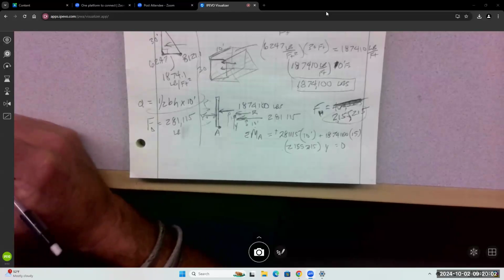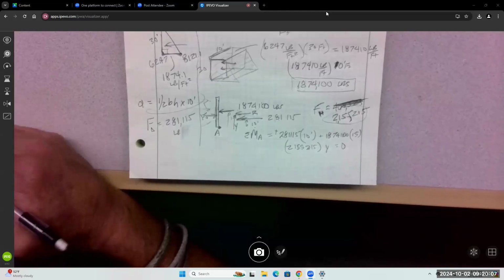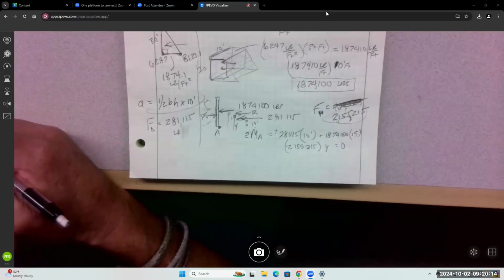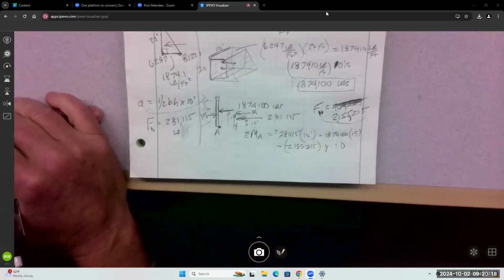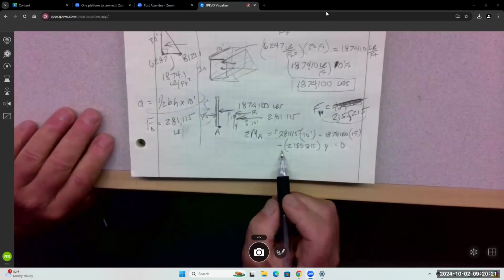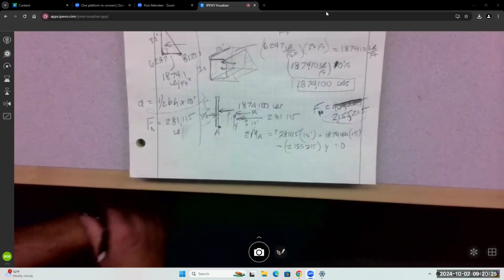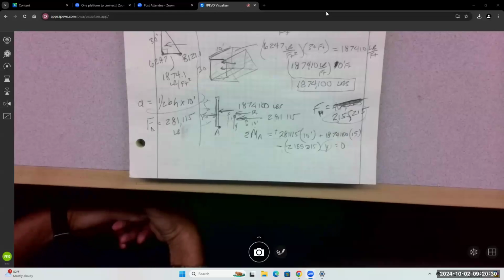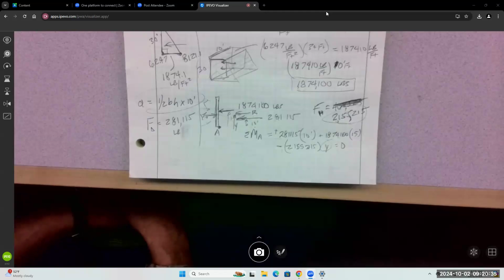Wow, this is cool. This is old school statics back in the day. And this one would be negative, right? Because we're that way. This one's negative because it's clockwise rotation about A. So that should give us the location of Y, the location of that final hydrostatic force.